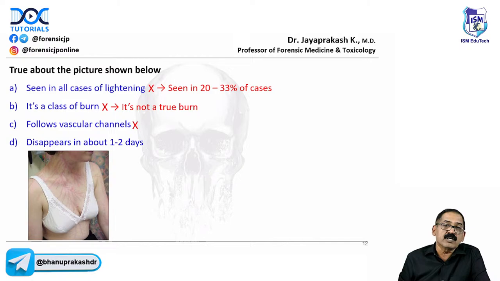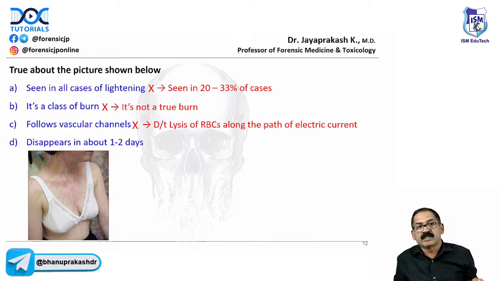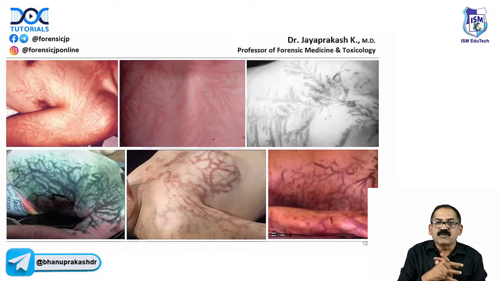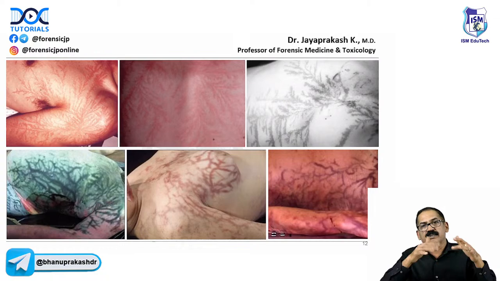Follow vascular channels, no. It is due to the lysis of RBC along the path of the current. Disappears in 1 to 2 days. Correct. Now, you can see the difference. All upper three pictures are filigree burns. Lower three pictures, one picture you may not see properly because of me. Don't be under the impression that I am also marbling.